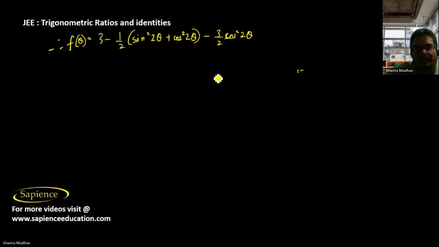Now therefore f of theta I can write as 3 minus half of sine square 2 theta plus cos square 2 theta, minus 3 by 2 cos square 2 theta. So now this is 1 only, since sine square plus cos square is 1. So 3 minus half, that is 5 by 2, minus 3 by 2 cos square 2 theta. So this is f of theta.